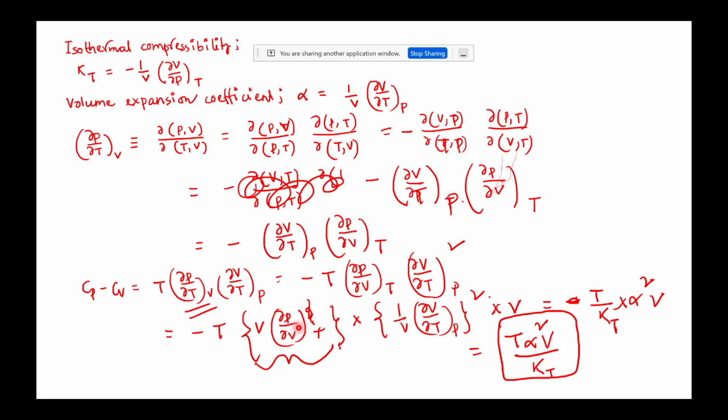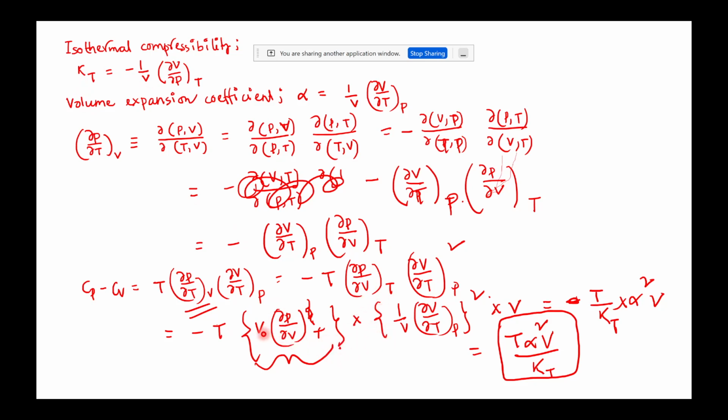Now we have arranged it in terms of kappa T and alpha. That's why for del P del V at T we have written 1 by V. So V del P del V at T is 1 by kappa T, because if you take the 1 by kappa T, that will be minus V del P del V at T. Okay, so that is kappa T there.